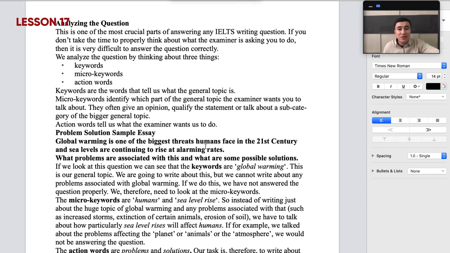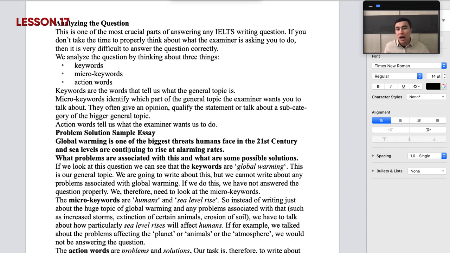So one of the biggest threats humans face, and now sea levels are continuing to rise at alarming rates. So instead of writing just about the huge topic of global warming and any problems associated with that, such as increased storms, extinction of certain animals, erosion of soil, and many other problems, we have to talk about how particularly sea level rises will affect humans.